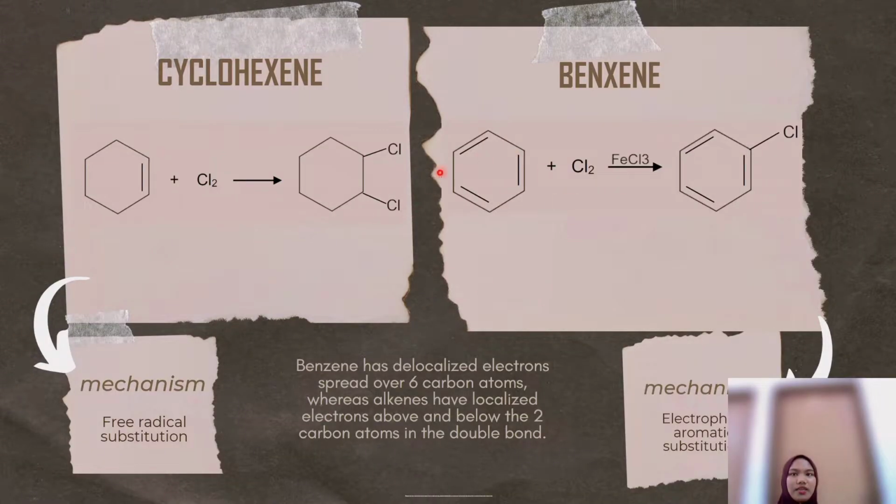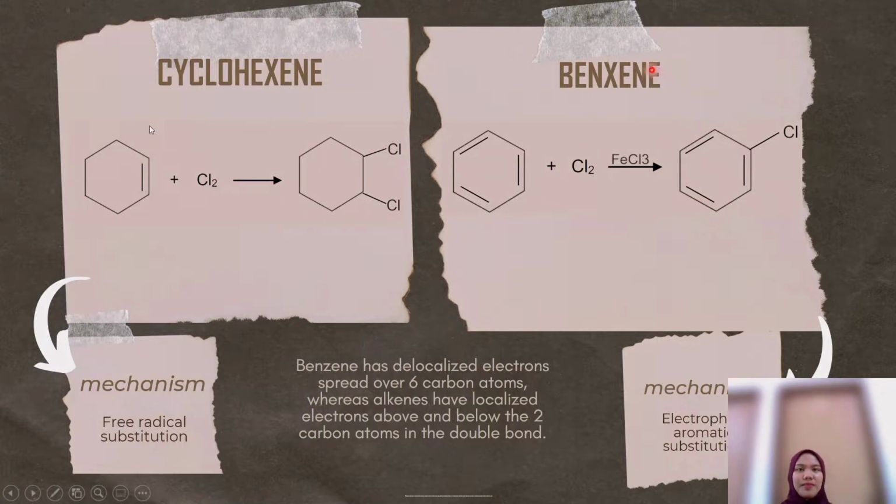This is the reactivity of cyclohexane and benzene towards chlorination. So the first one is cyclohexane. We are going to do chlorination on the cyclohexane. When the chlorine is added to the cyclohexane, it will produce 1,2-dichlorocyclohexane. So this reaction involves the mechanism which is a free radical substitution.